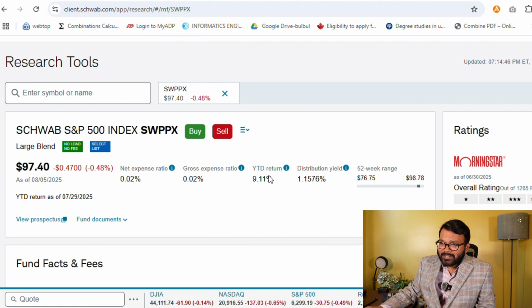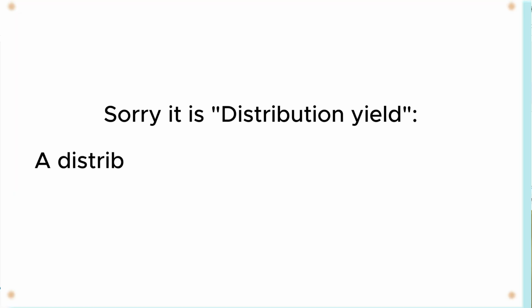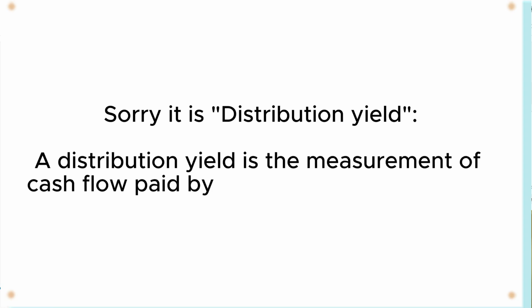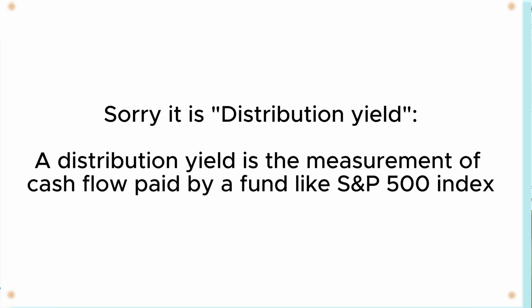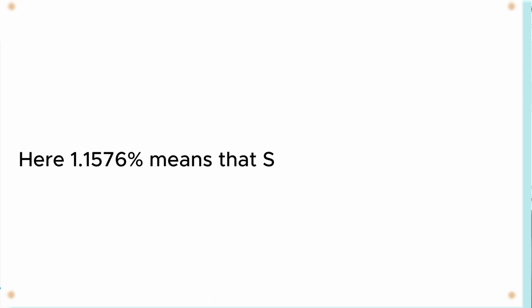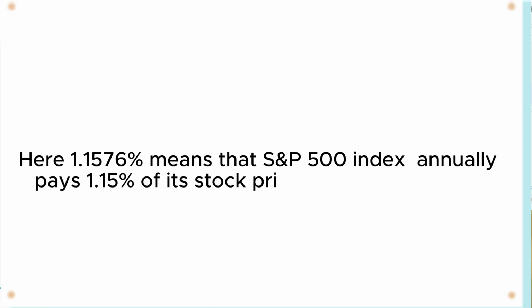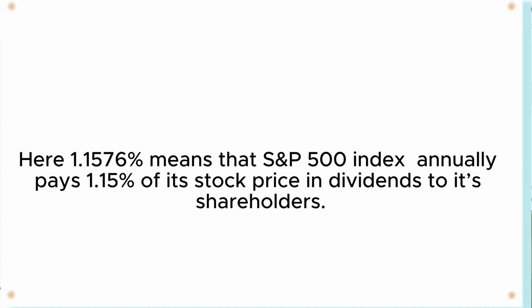Let's look at the next one, which is distribution yield. So a distribution yield is the measurement of cash flow paid by a fund like S&P 500 index. Here, 1.1576% means that S&P 500 index annually pays 1.15% of its stock price in dividends to its shareholders.